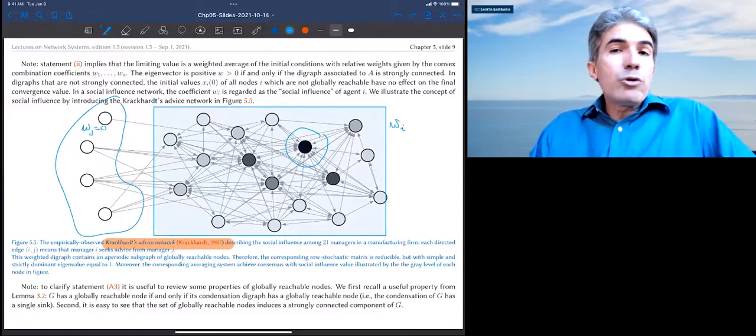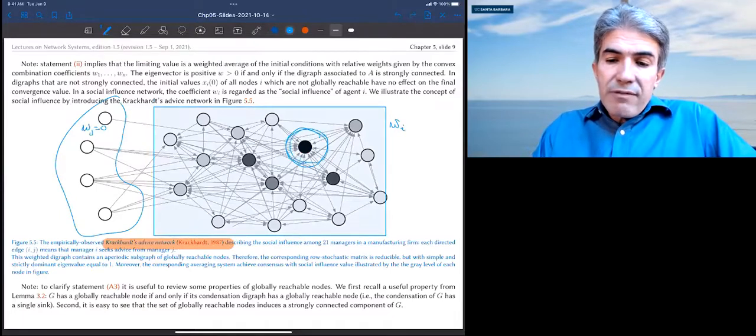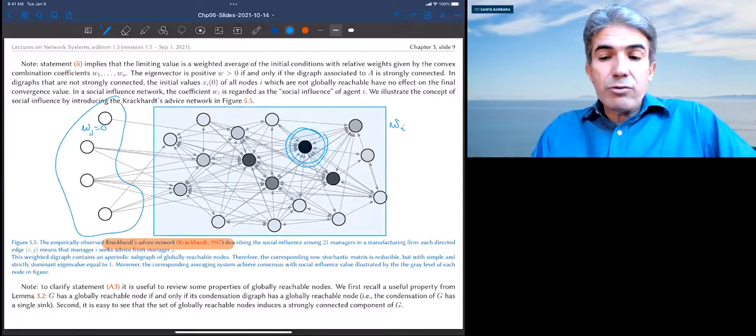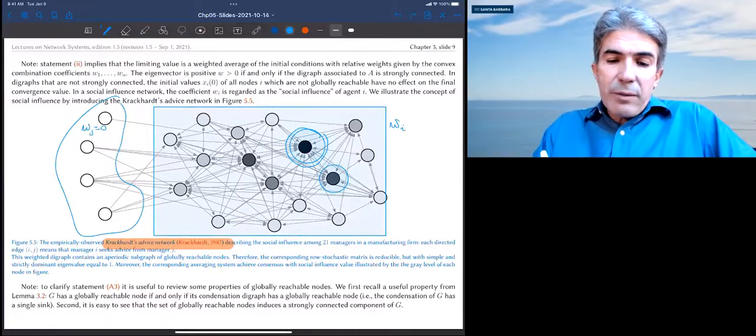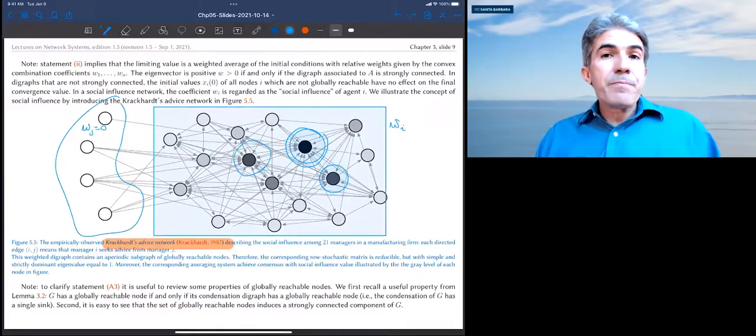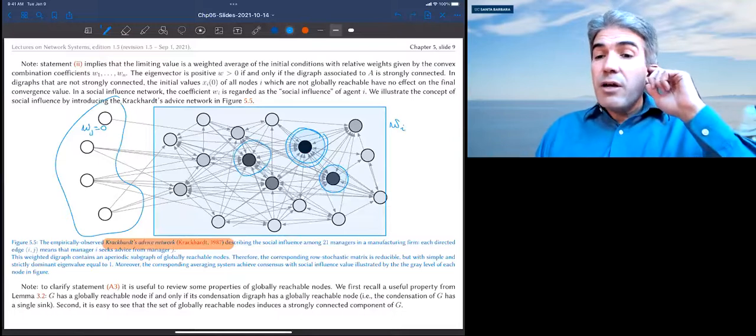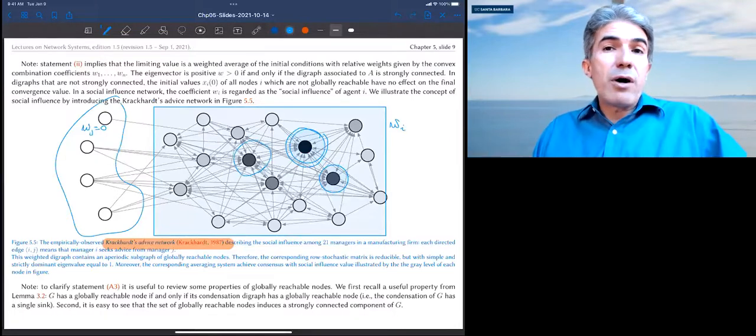And that gives you a notion of centrality in the graph. So this node here that I have highlighted is the most central node. And then in terms of grayscale, you can see that this is the second most central, the third most central. And so centrality here means influence. So the final value to which the entire group converges is very much influenced by the nodes with a larger Wi.